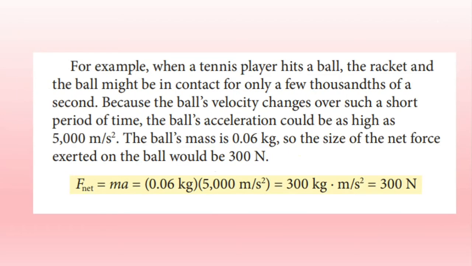For example, when a tennis player hits a ball, the racket and the ball might be in contact for only a few thousandths of a second. Because the ball's velocity changes over such a short period of time, the ball's acceleration could be as high as 50,000 meters per second squared. The ball's mass is 0.06 kilograms, so the size of the net force exerted on the ball will be 3,000 newtons. And here is how we solve it. We just apply the formula.